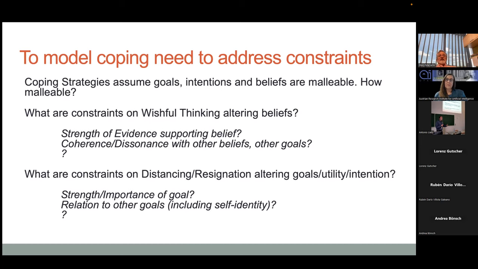And then there's the constraints on distancing, resignation, altering goals, utility, and intention. So that may be tied to the strength or importance of the goal, its relationship to other goals, including one's own self-identity. And so there's this question now, again, of the goal having a certain strength or looking at the malleability of goals in terms of its relationship to other goals.